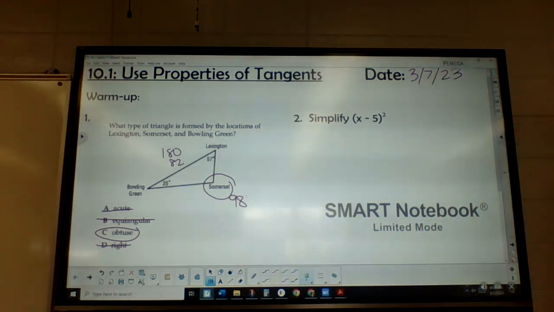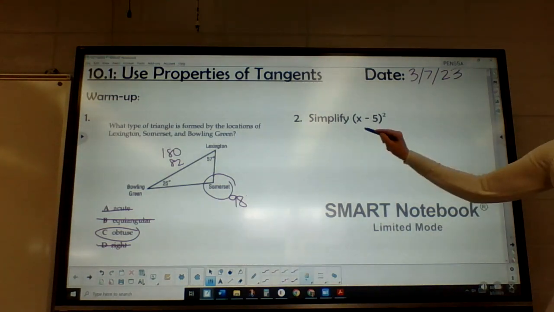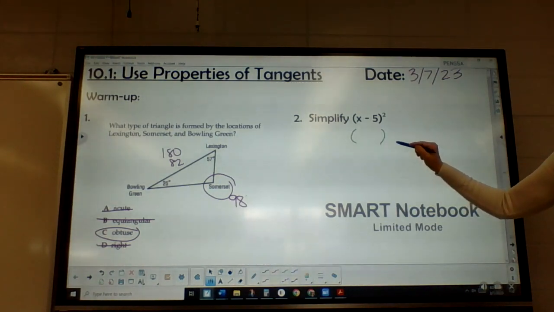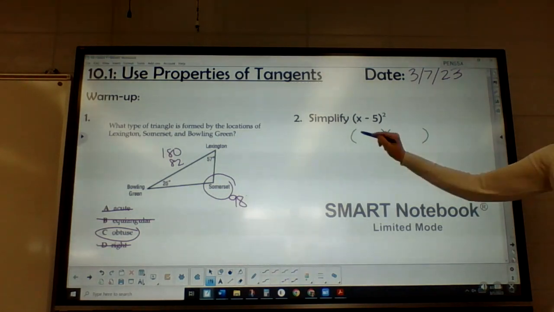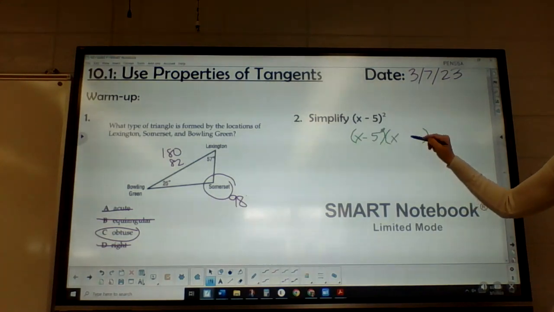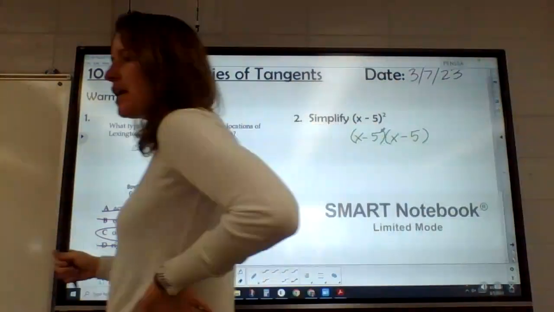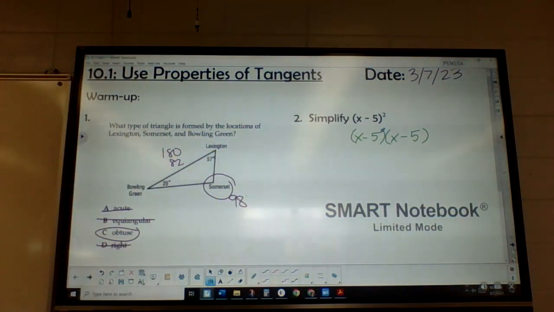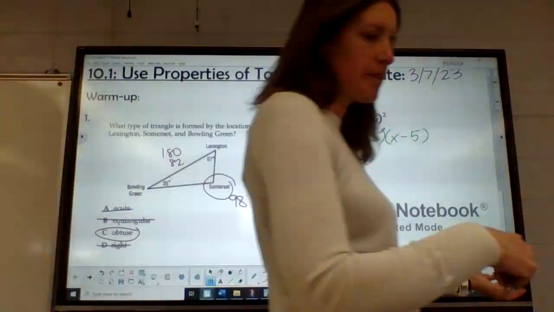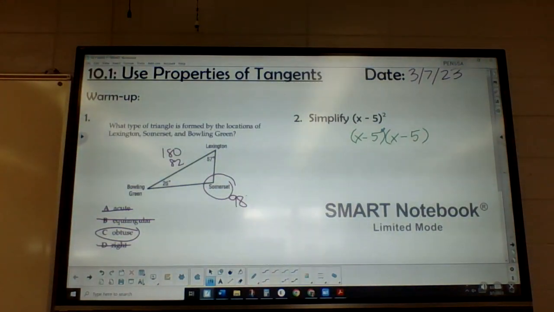Luca? X squared minus 10x plus 25. Okay, you're right about that. How would you explain that to someone? How did you get that? The x and 5 multiply by themselves. So let's stop there for a second. What Luca was pointing out is that when something's squared, it's being multiplied by itself. So we're writing x minus 5 twice. When you square something, it means multiply it by itself.